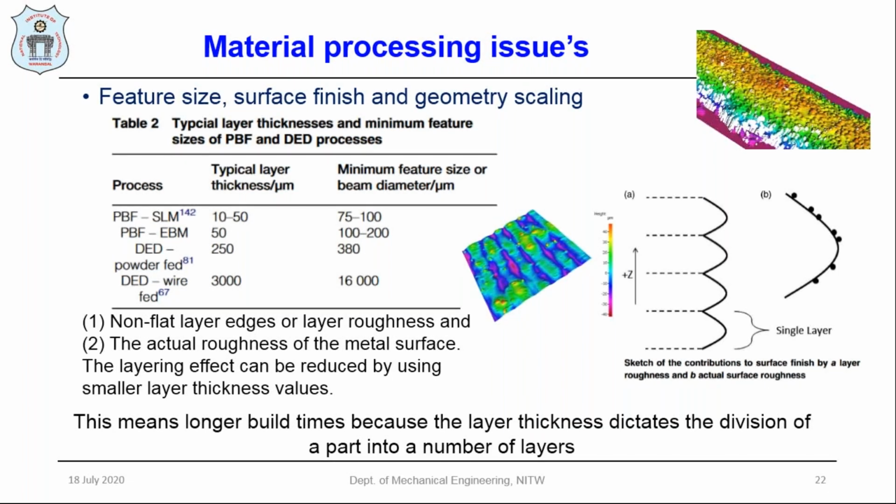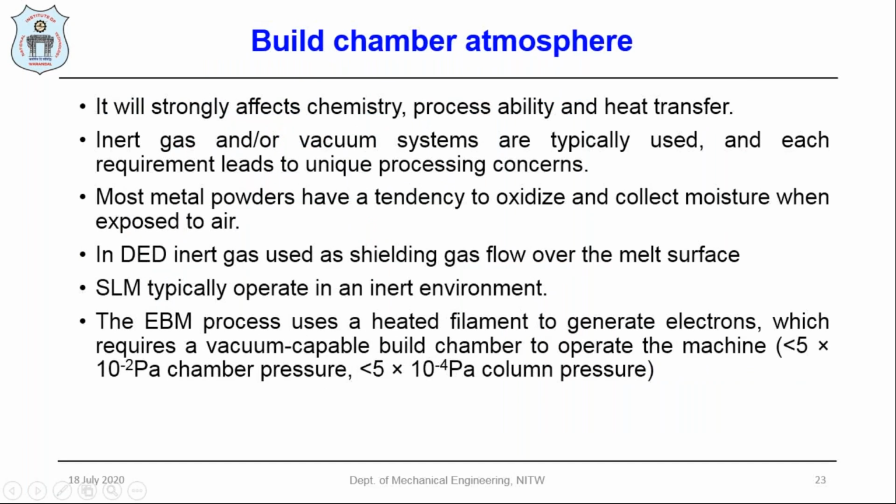This also means a longer build time, because the layer thickness dictates the division of the part into a number of layers. That gives us an idea of these material issues. Another issue is the build chamber atmosphere. It strongly affects the chemistry of the component as well as the processability and the heat transfer. The build chamber is very important. An inert gas or a vacuum system is typically used, and each requirement leads to unique processing concerns. Most metal powders tend to oxidize and collect moisture when exposed to air. When you are using metal powder, normally aluminium or titanium materials, they tend to oxidize with respect to air.